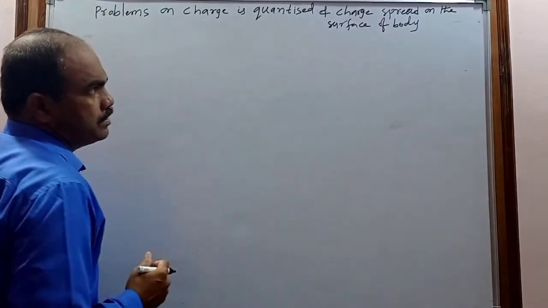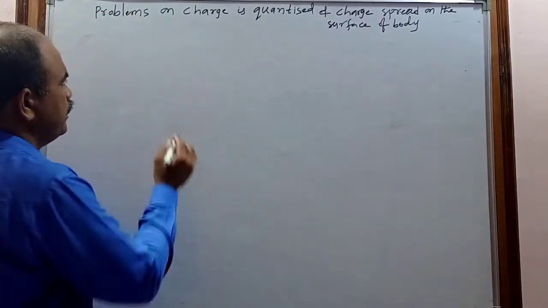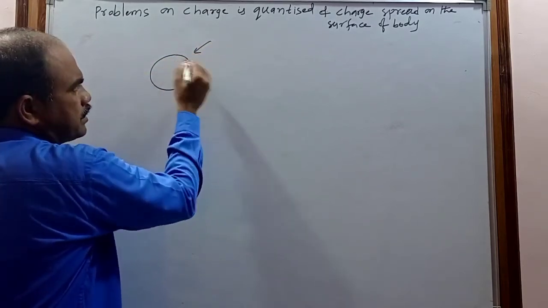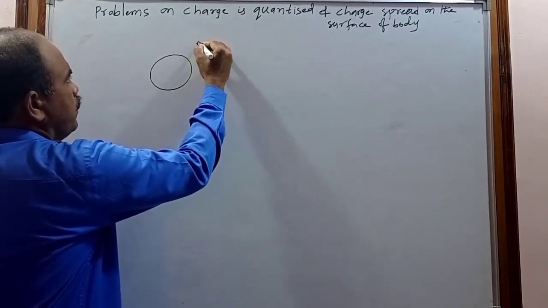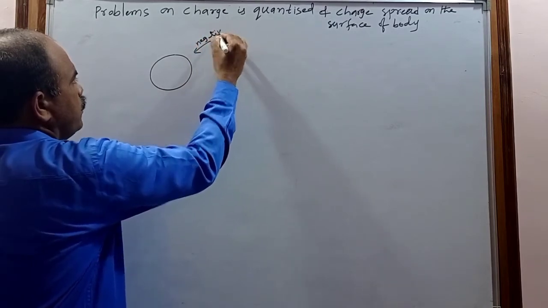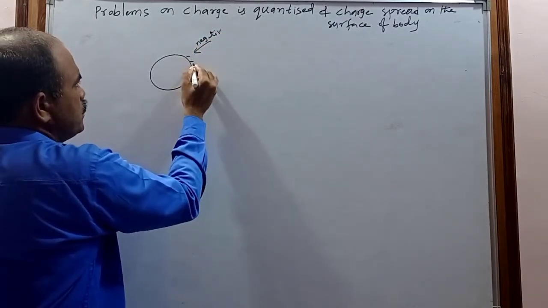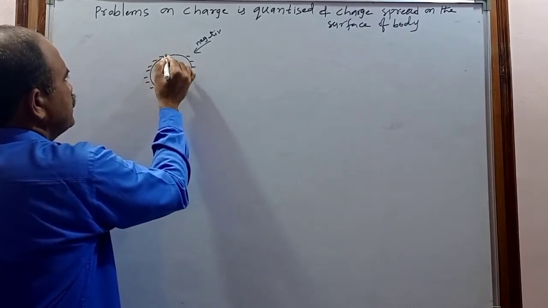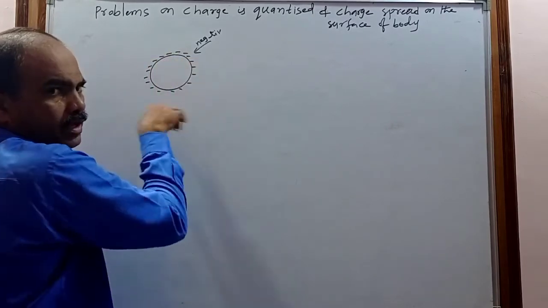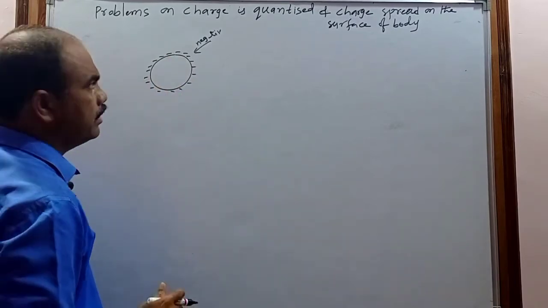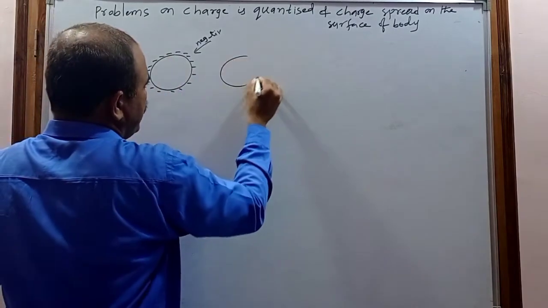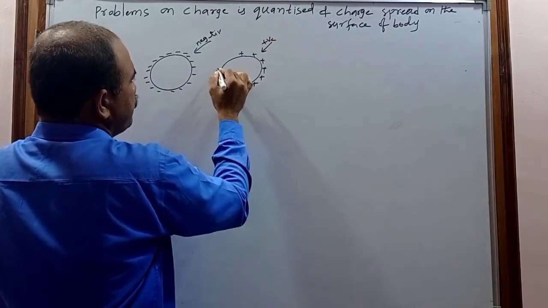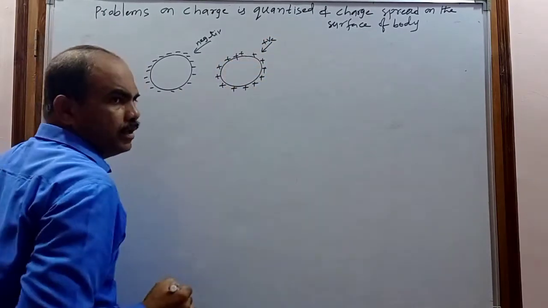Now, a problem on charge spreading on the surface of a body. Let us consider a body. If negative charge is given to the body, that negative charge only spreads on the surface of the body. Likewise, if positive charge is given to the body, it also spreads only on the surface of the body.